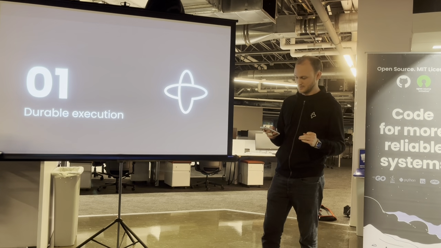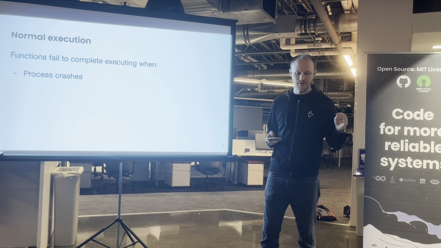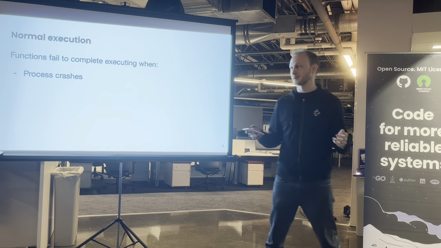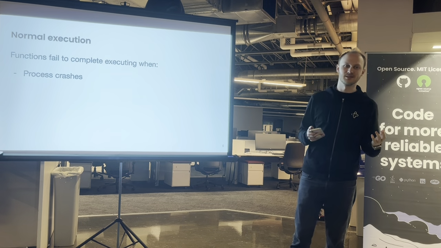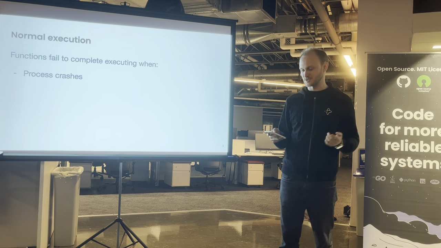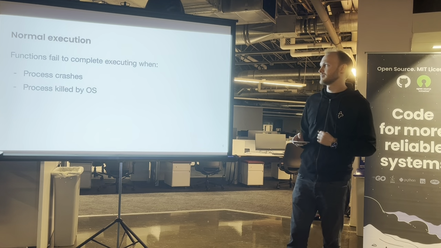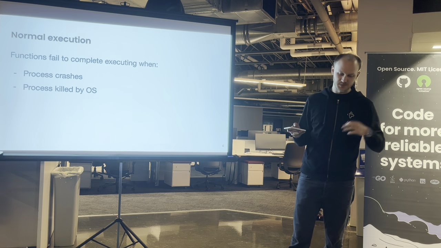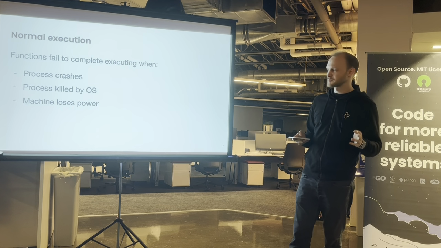So, what is durable execution? It sounds kind of weird. First, let's talk about normal execution. There's an important property of normal execution, which is that functions fail to complete executing in many situations, including when a process crashes, maybe you divide by 0 or have an uncaught exception. Maybe the process was killed by the OS because you're running out of memory. Maybe the machine loses power.